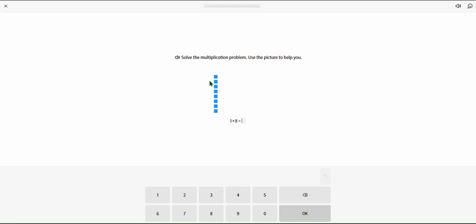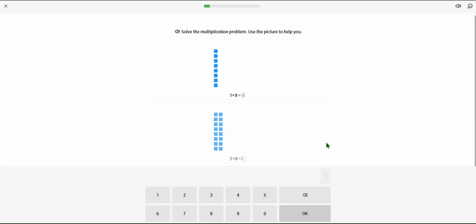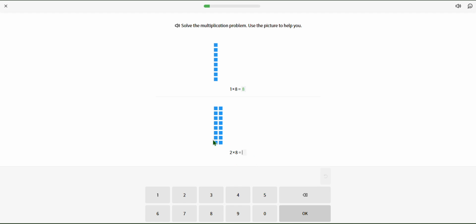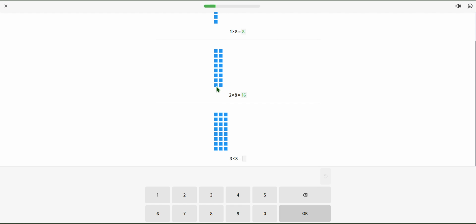So this is when we're counting the groups. 1 times 8 is 8. Anything times 1 is itself. 2 times 8. Now we've got 2 groups of this. This is going to be 16, and if we were to count it out, we'd get 16. This last one we could have done 2, 4, 6, 8, 10, 12, 14, 16.